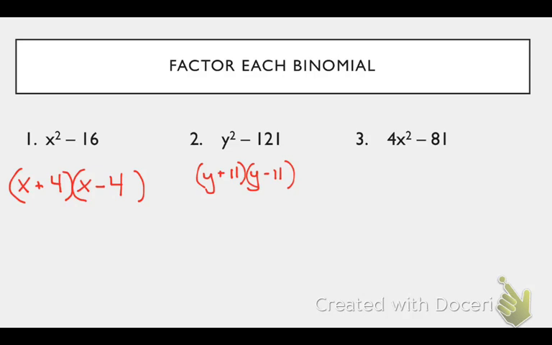4x squared minus 81, again, 4 is a perfect square, so is x squared, and so is 81. So it factors into two binomials, one being a plus, the other being a minus, and they're identical in the other ways. So the square root of 4x squared would be 2x, and the square root of 81 would be 9.